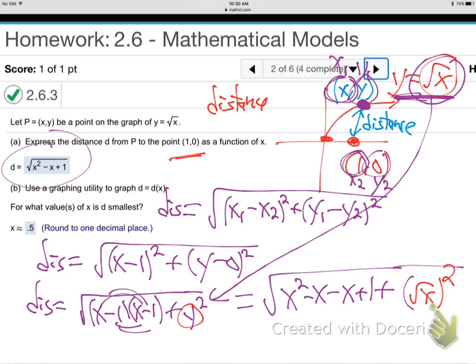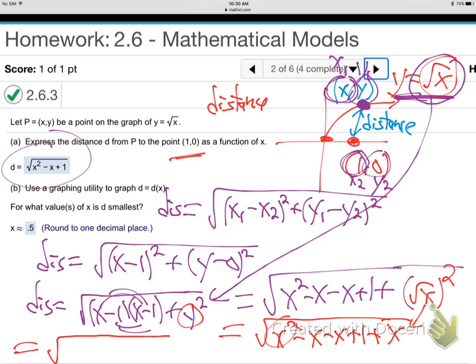And then just gather like terms. What's the root of x squared? That's just x, huh? So this is going to be x squared minus x plus 1 plus x. That's just plain old x. And so what does all that, I'm kind of running out of room. What does all that make? Well, come over here. That's x squared minus x, one of these minus x's cancels one of those plus x's, huh? Minus x plus 1, yep, there it is. We got the distance function.